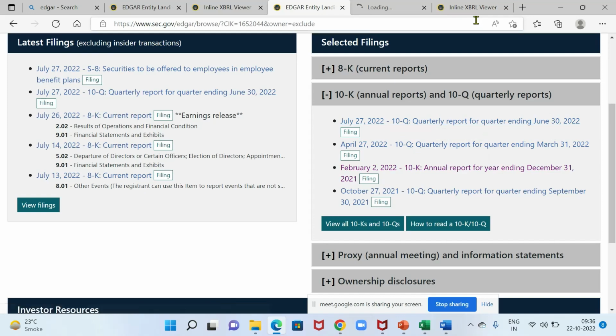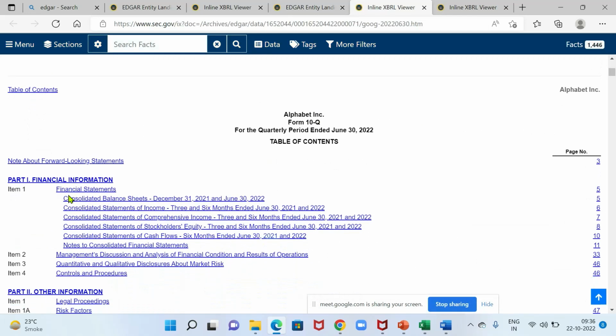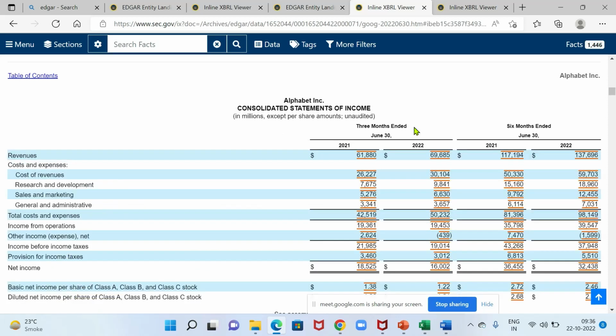The 10Q will be the latest quarterly filing the company has reported. In this you'll see I have 3 months numbers, 3 months ended June, and 6 months ended June. 3 months ending June means 1st April to 30th June. 6 months ending June means 1st January to 30th June.